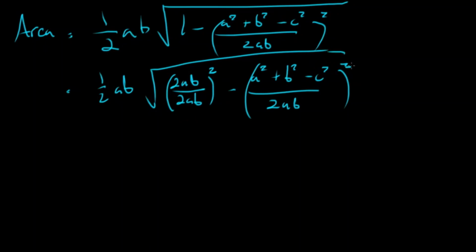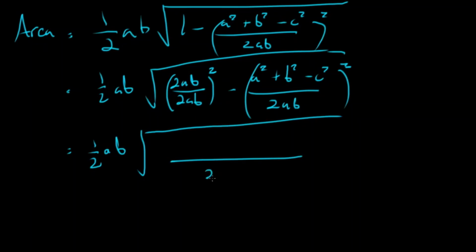So we now have a common denominator. I can combine these two terms, so I'm going to go ahead and do that. These have the same denominator, 2AB squared, and the numerators are 2AB squared minus, and the numerator over here is A squared plus B squared minus C squared, all squared. All right, sweet. So we have 1/2 AB times this big mess. But we're getting somewhere. If you see something, go ahead, pause the video, and try to get to the end on your own.